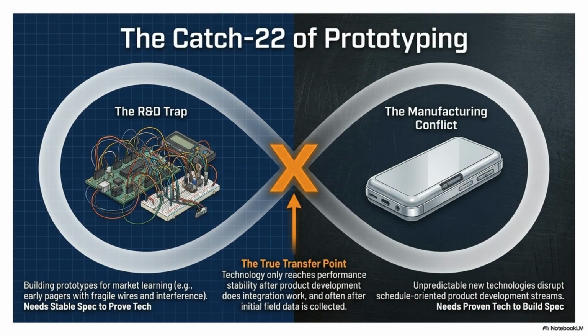The catch-22 of prototyping is the conflict between R&D and manufacturing. R&D needs a stable specification to prove the technology, while manufacturing needs proven technology to build a spec. The true transfer point is where technology reaches performance stability after integration.